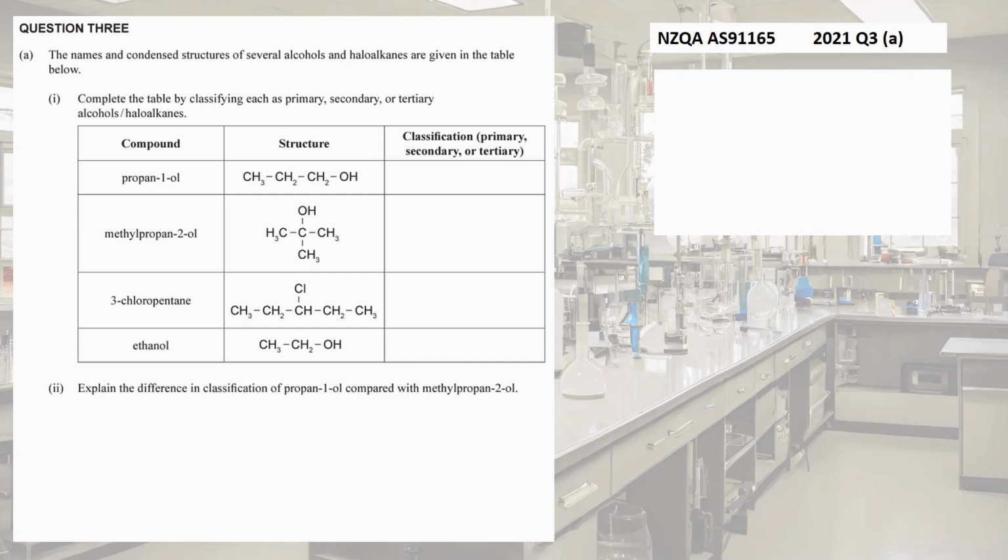Of course, condensed structure is when we have collapsed the hydrogens and drawn them in shorthand after the carbon, instead of just having them drawn out fully. Complete the table by classifying primary, secondary or tertiary.